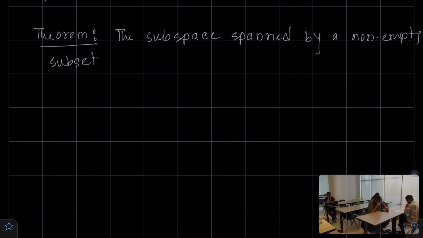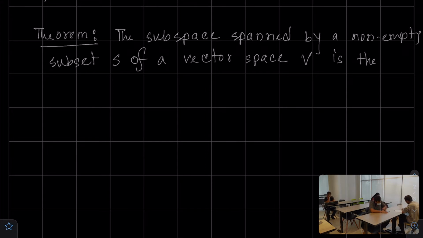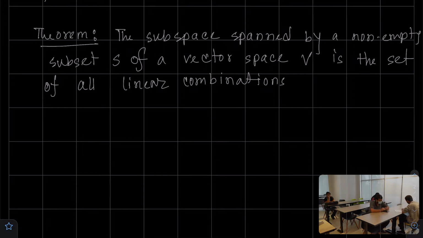The subspace spanned by a non-empty subset S of a vector space V is the set of all linear combinations of vectors in S. So this theorem says that the subspace spanned by a non-empty subset will be the set of all linear combinations of vectors in S.